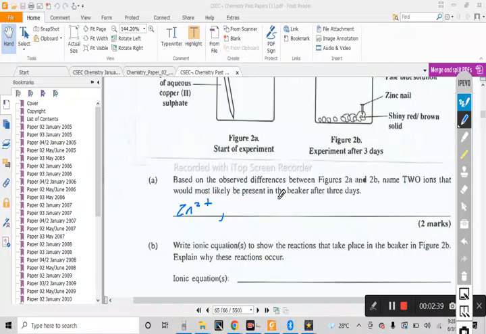Why would it have a negative charge? Which ions does copper produce? Yeah, copper 2 plus. And if they say this is copper sulfate, obviously SO4 2 minus would have been there also. Are we clear? Those 3 would have been it.